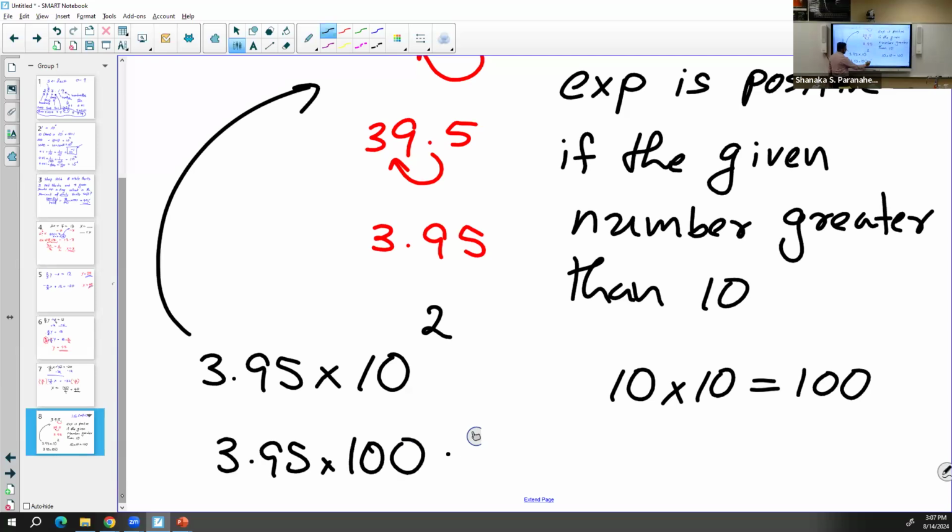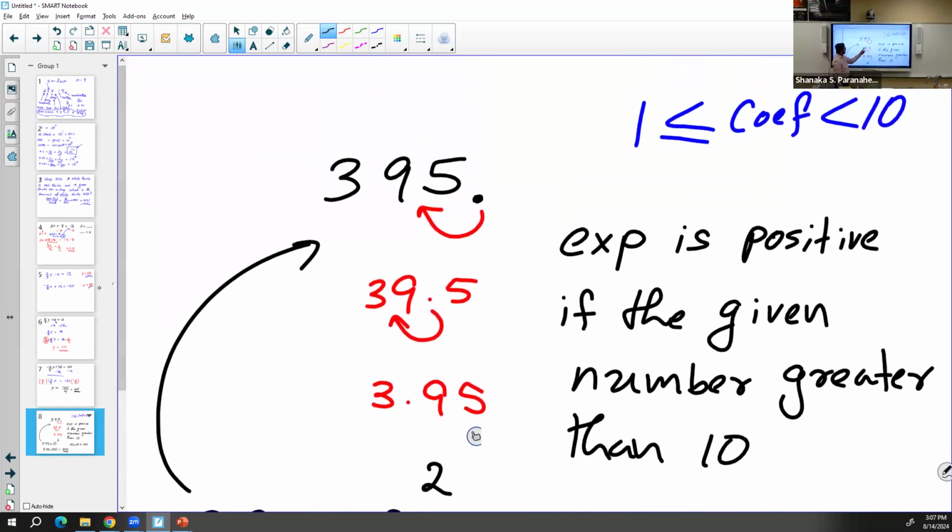3.95 times 100 is 395. That's how we go from scientific notation back to standard form. So you need to practice both of these. Okay, so the other method is we can consider the direction of the shift.